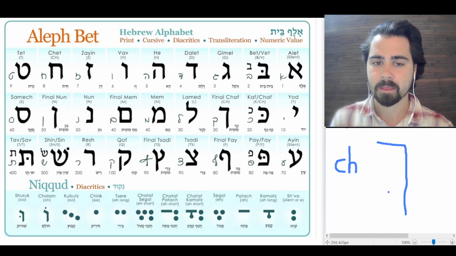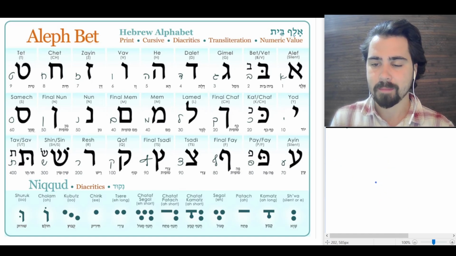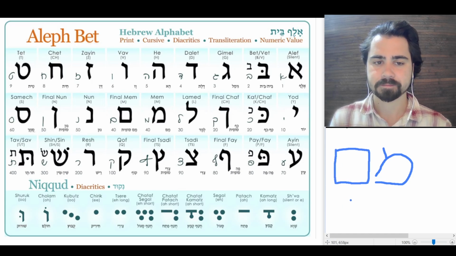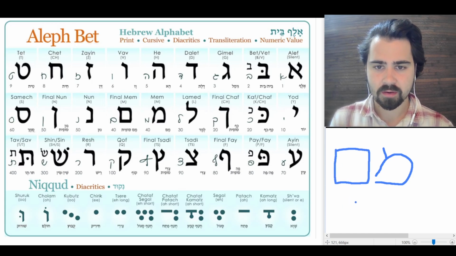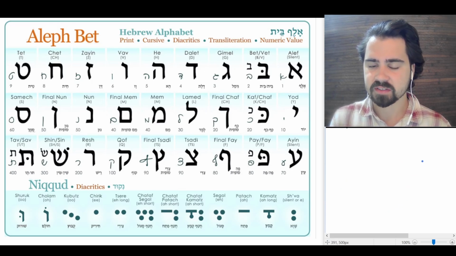So this will end in Ch. Okay, after which we had the letter Lamed and letter Mem, which also has a final form, Mem Sofit, final Mem. Okay, great. Let's try reading something, okay?